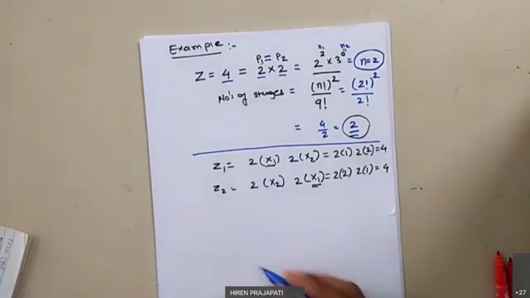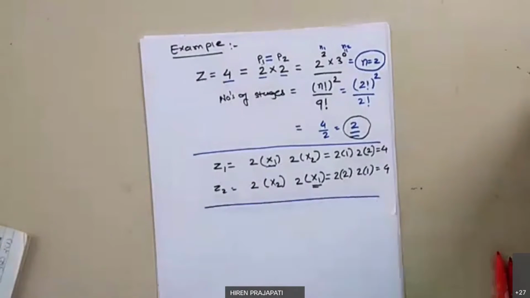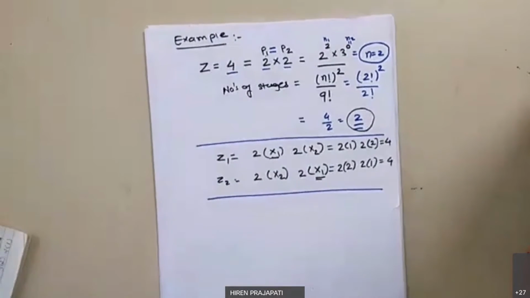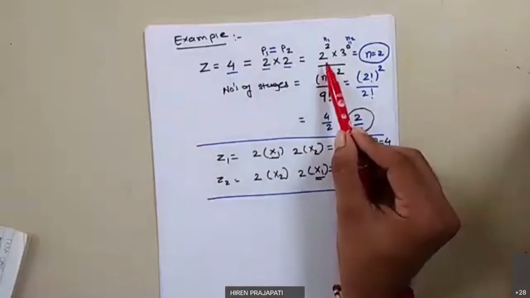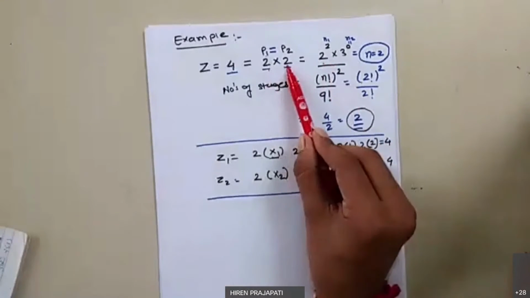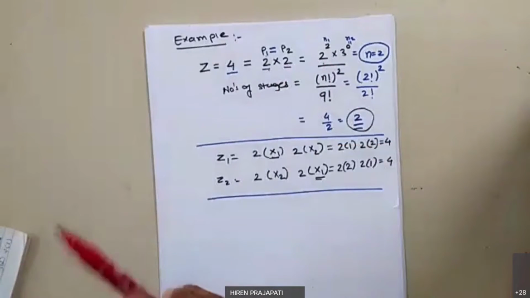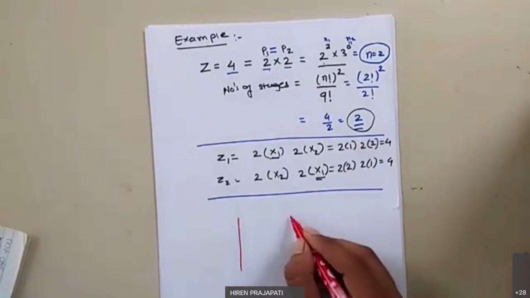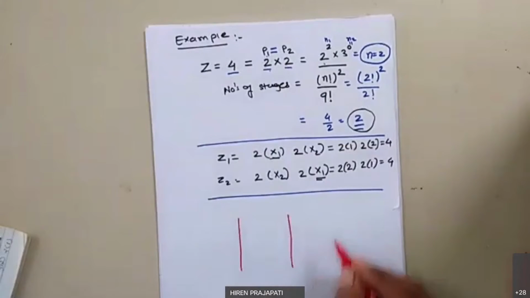Now let us draw the structure diagram. As I told you, how many vertical lines do we need to draw? One more than the number of stages. Now how many stages do we need to go for? Stage 1 and stage 2. So we need to go for 2 stages. That's why the number of vertical lines is one more than the number of stages. So I draw here 3 vertical lines.